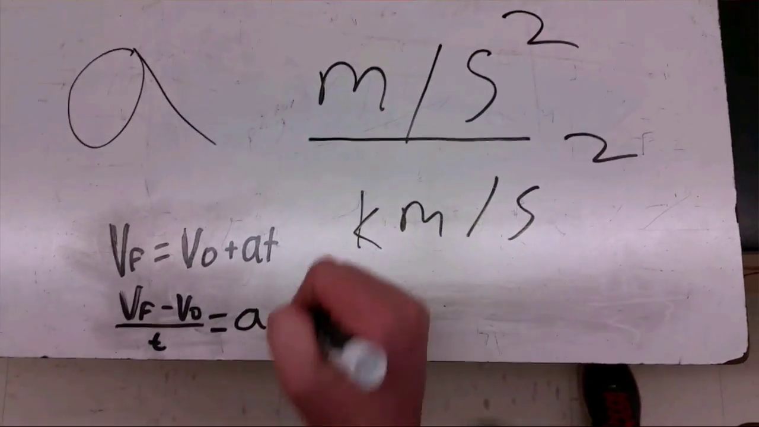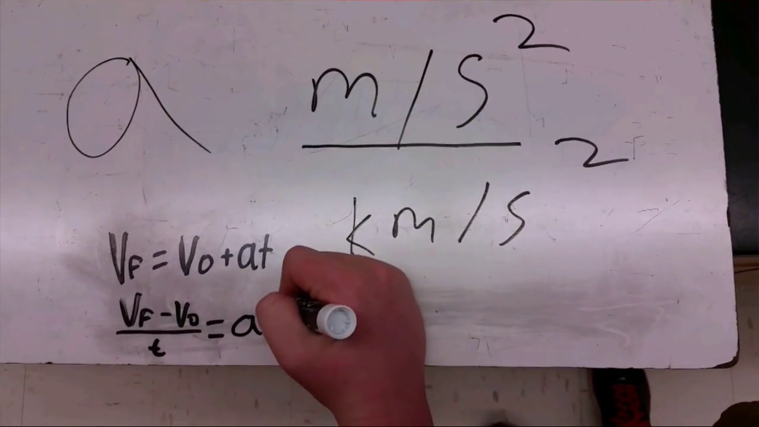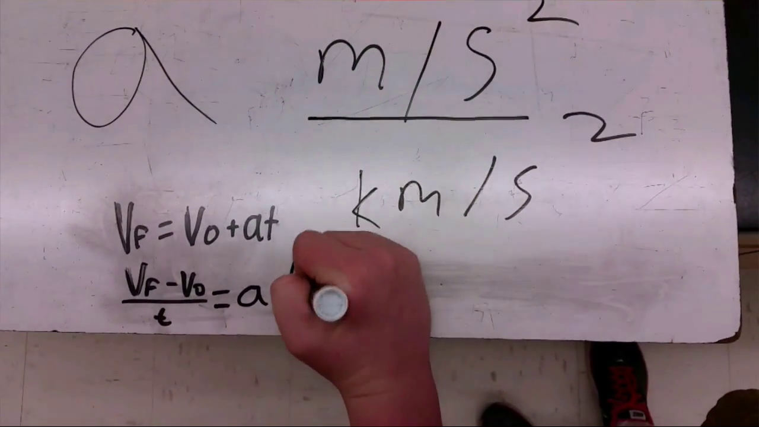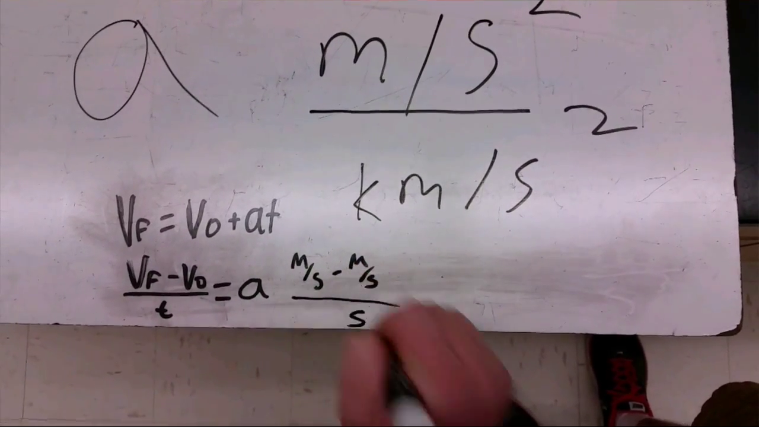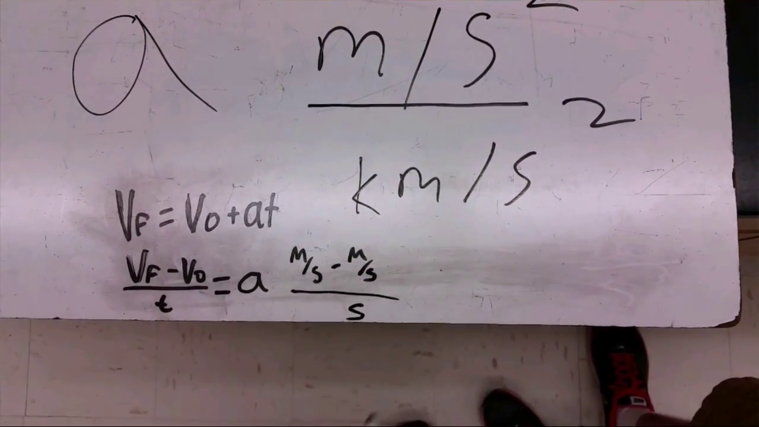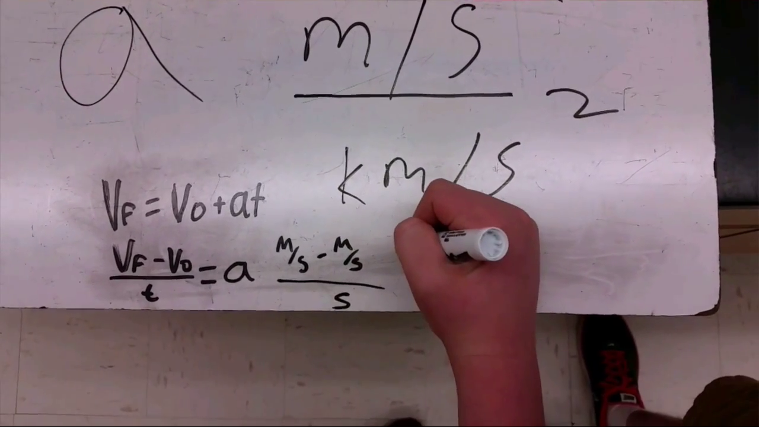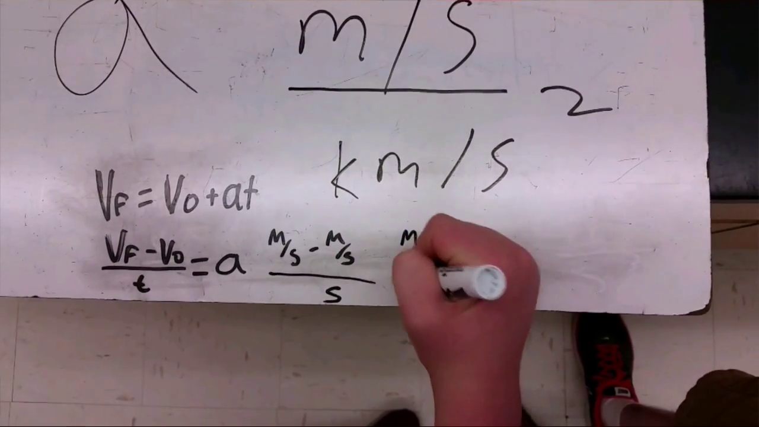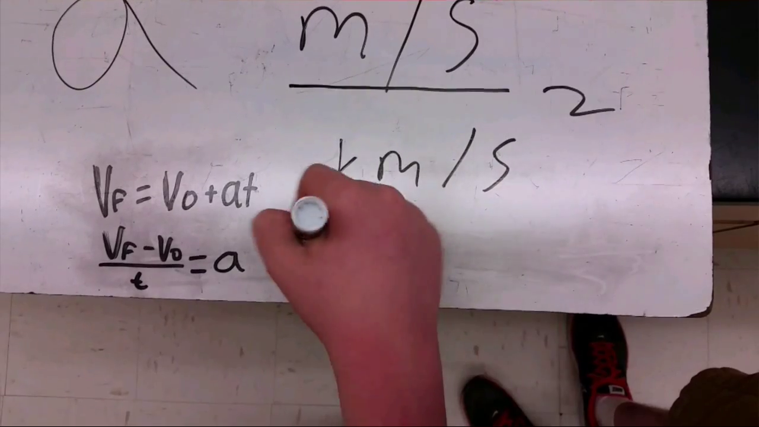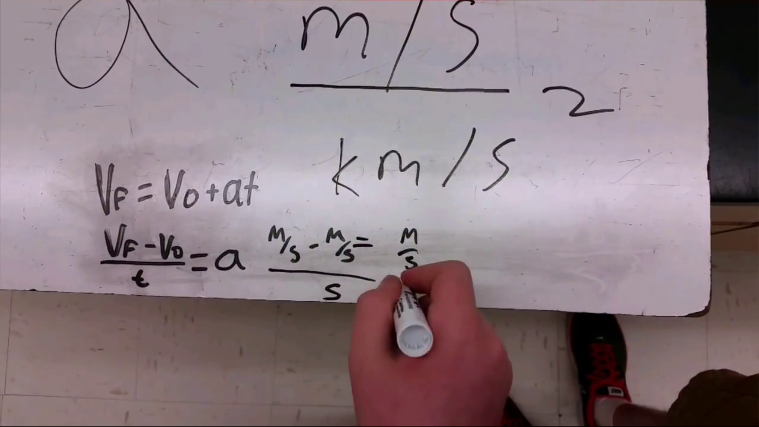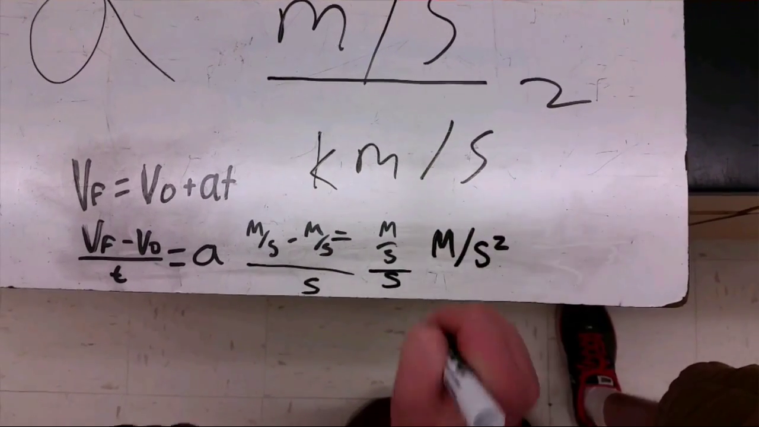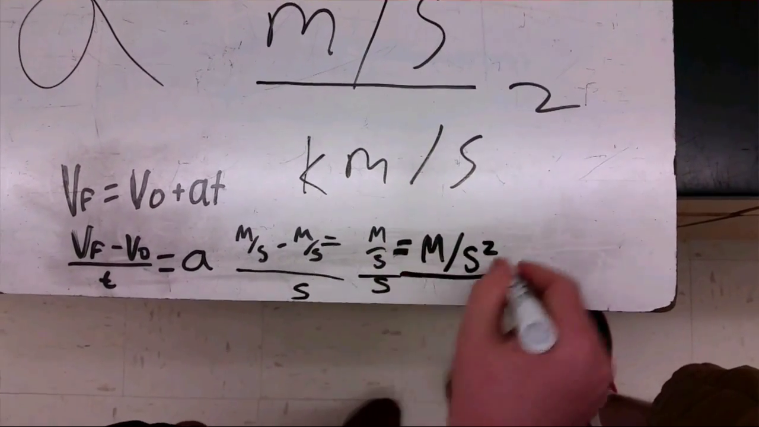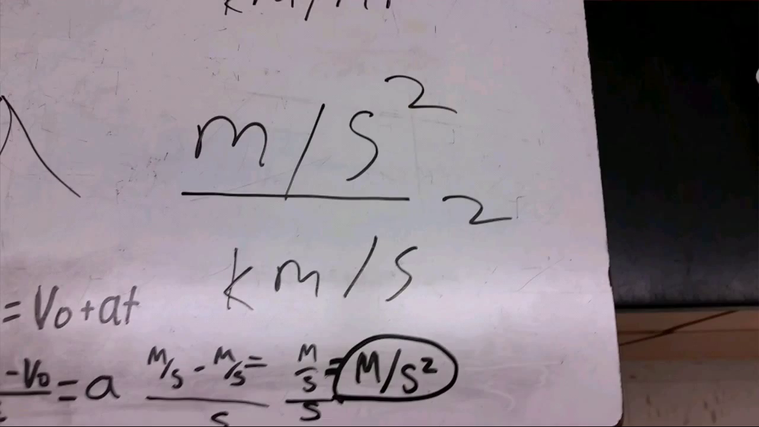But what this does is you'll be subtracting your meters per second values and then putting them over a time in seconds. And that comes down to one meters per second value over seconds, which turns out to be meters per second squared, which is your final unit.